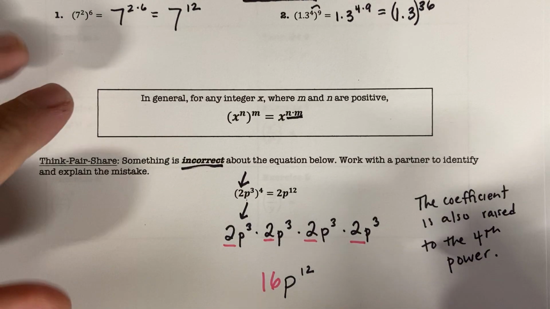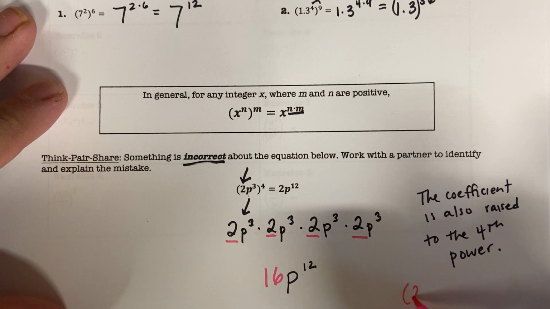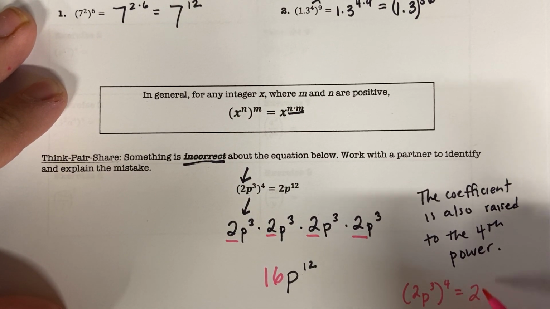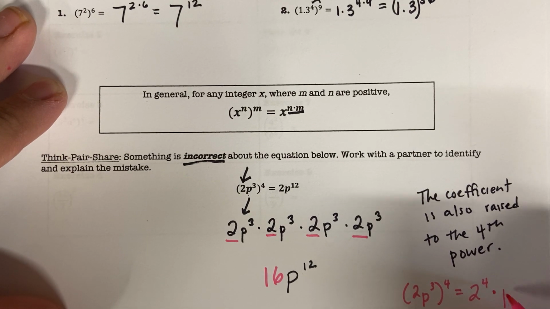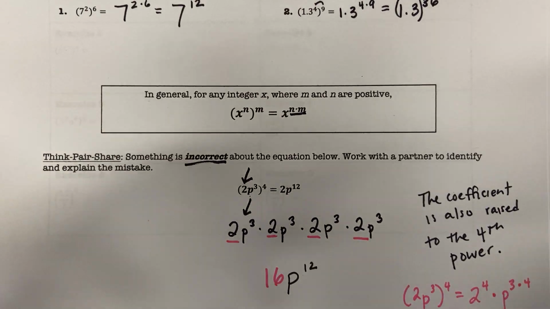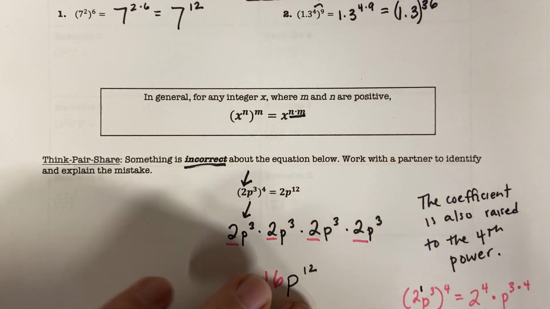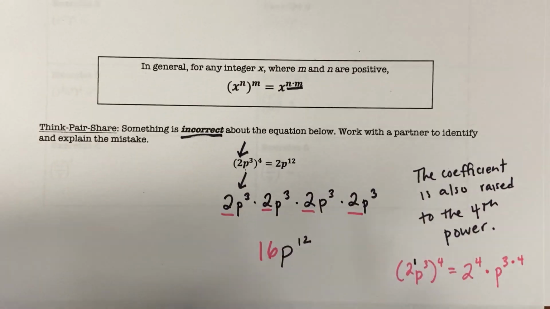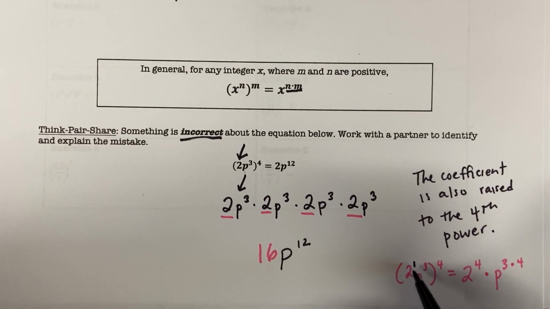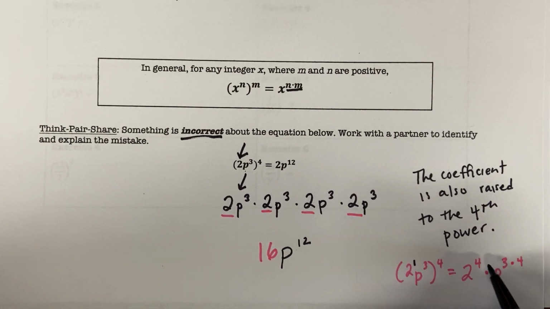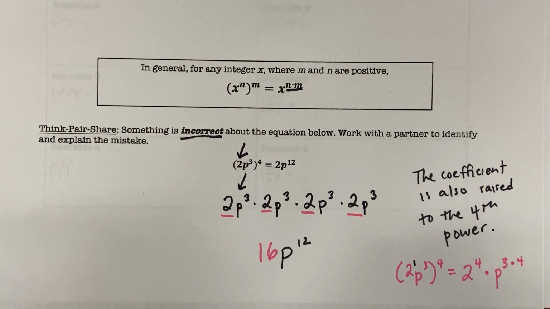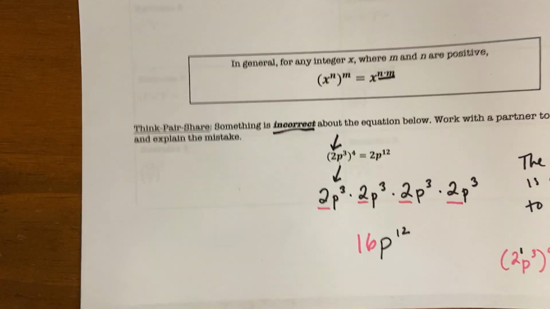So if I were to really show this in 2 steps, this really means 2 to the fourth power times p to the third power times 4. Because even though we don't see it, there's really a 1 as an exponent for that 2. There's really a 1 as the exponent for the base of 2. So 1 times 4 would also give me 4. Okay, it's a little bit tricky, so we're going to continue this on the next page.